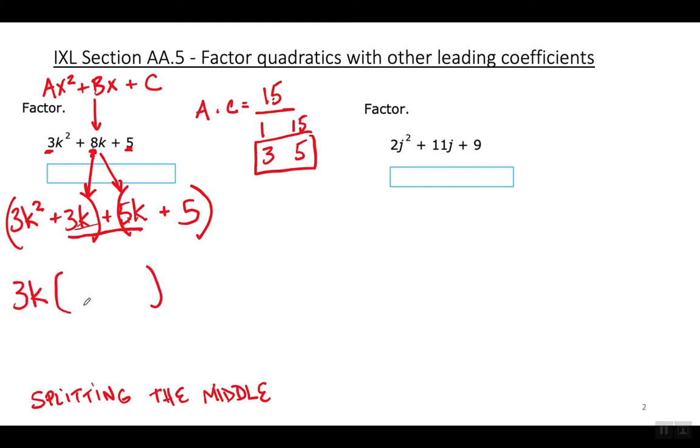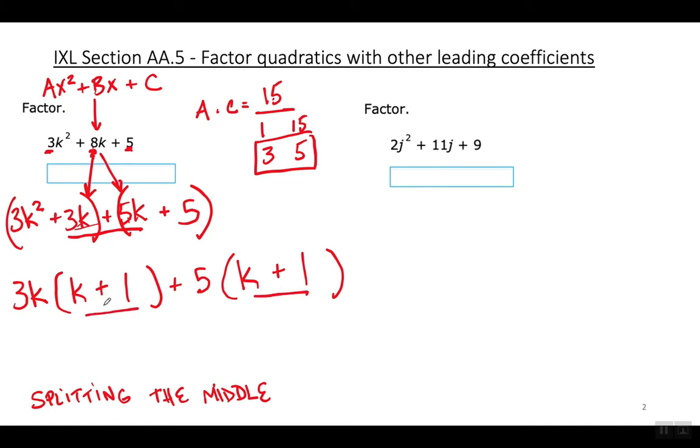Now 3k times what will give you what's in here? 3k times what will give you 3k to the second power? 3k times k. And 3k times what will give you 3k? 3k times 1. Now over here, take out the greatest common factor. The greatest common factor is 5. I put the parentheses. 5 times what will give you 5k? 5 times k. And 5 times what will give you 5? 5 times 1.